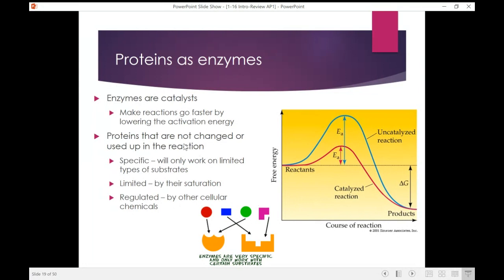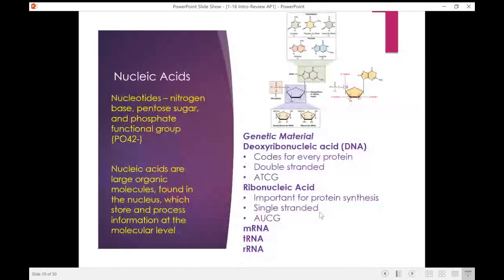Those enzymes are specific because they only work on limited types of substrates. They're almost like a puzzle, and they fit just perfectly. They are limited by their saturation, which means that you have so many enzymes, and once those enzymes are saturated, we can't do any more, right? So as many as we have, we're kind of limited by that. And they are regulated by other cellular chemicals.